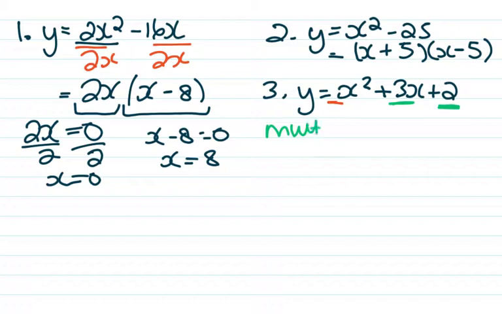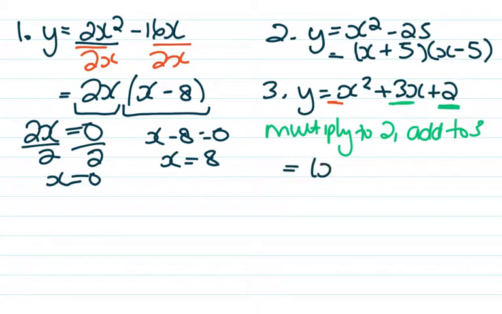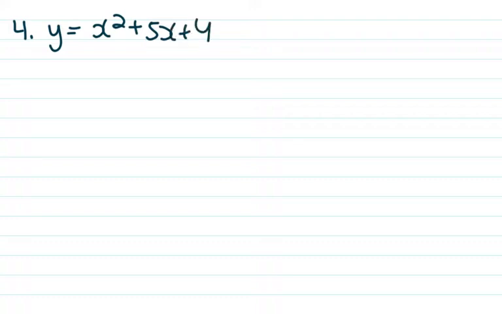Multiply to 2, add to 3. So what are some factors of 2? What numbers multiply together to equal 2? Well, our only options are 2 and 1, and those do add together to equal 3. So that means we have x plus 2 in one bracket, x plus 1 in the other bracket, and this is completely factored. Example number 4, y equals x squared plus 5x plus 4. Again, our a value is 1 because it's not there.